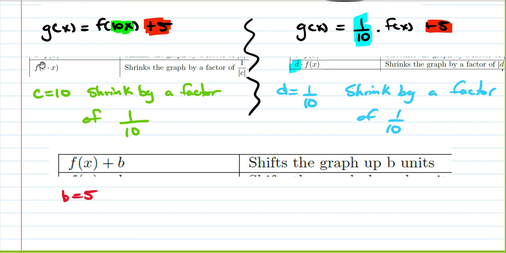So that's our B. So our graph shifts up 5 units. And that one is the same in both. So just be aware that this can happen both ways, and that's fine. And we're going to get the same answer either way we do it.